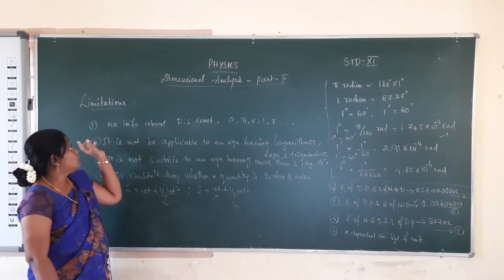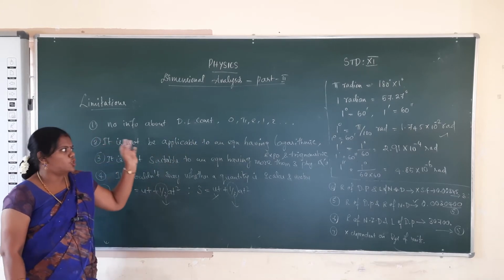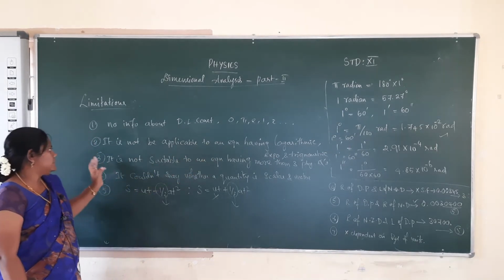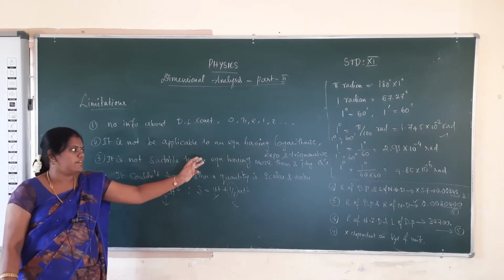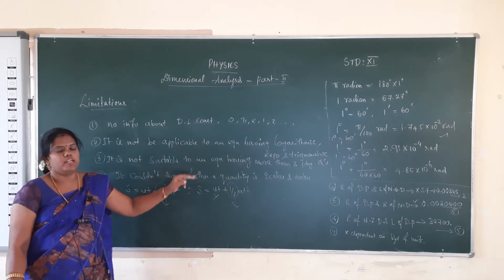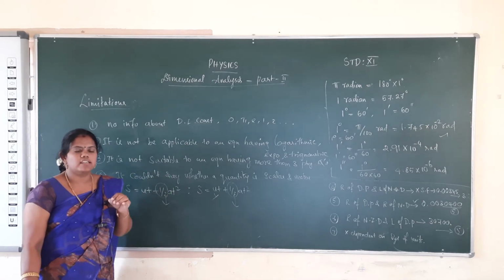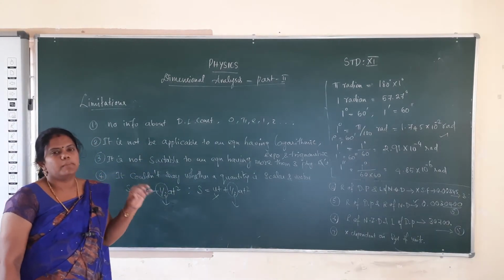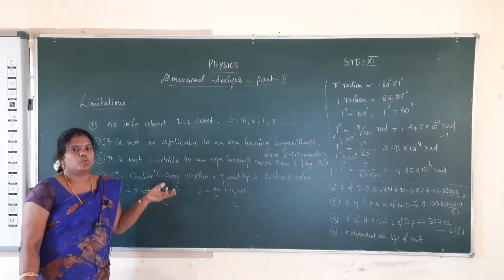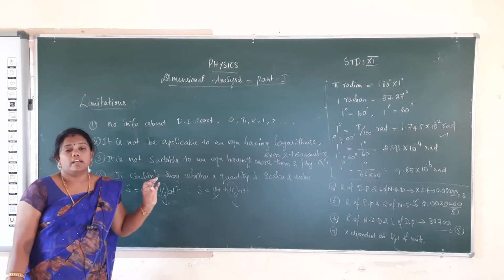First one, no information about dimensionless constants. Second limitation, it is not applicable to equations having trigonometric, logarithmic, or exponential functions. Third one, it is not suitable for equations having more than 3 physical quantities. Fourth one, it couldn't say whether a quantity is a scalar or a vector. And fifth one, dimension analysis only says whether an equation is dimensionally correct or not. It couldn't say that the equation is absolutely correct.